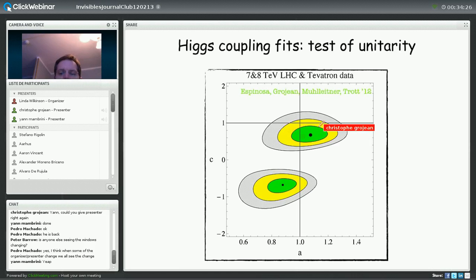For instance, a chi-squared fit, and this is a result of this fit. So you will find one preferred region which is in the vicinity of the standard model, and also another region where basically you flip the sign of the coupling of the Higgs to the fermion, in particular to the top quark. And this has an effect on the decays into gamma-gamma.